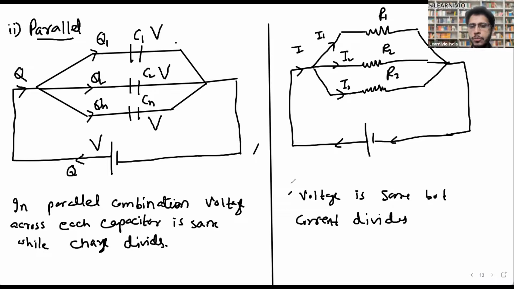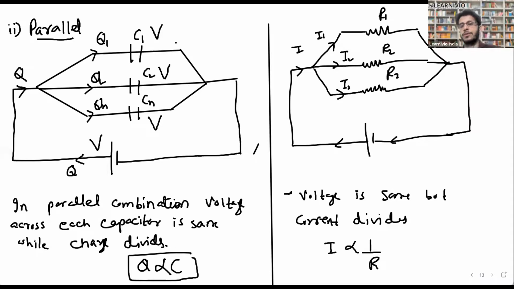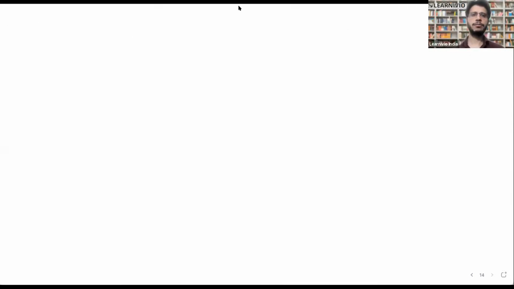You should remember one more thing for numericals. Here, charge is proportional to capacity. So the capacitor having a higher capacity will have more charge, but current is inversely proportional to resistance. So a resistor having higher resistance will have a smaller value of current passing through. Next, we will remove all capacitors and all resistors and replace them by a single capacitor or a single resistor.